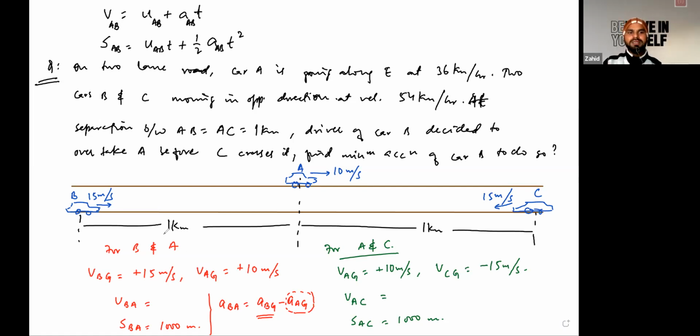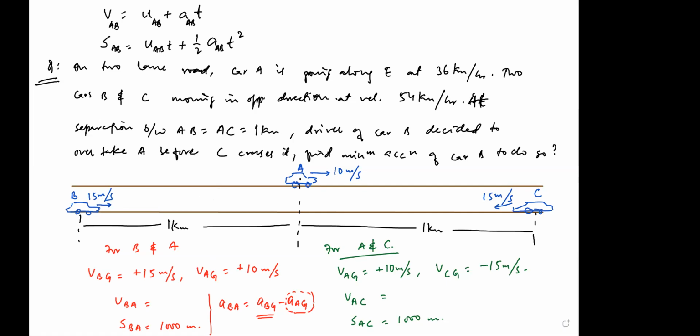Ifra, since both objects are going along the same direction, the velocity of each object will be positive. So the velocity of B with respect to A will be just 5 meters per second. Ifra? Yes, sir. I got confused.